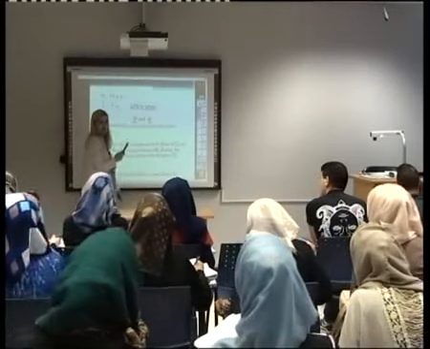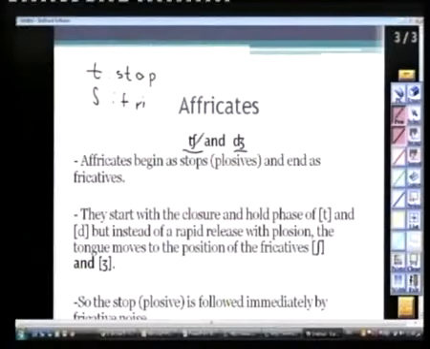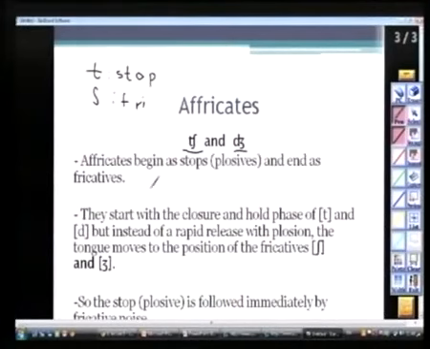Look at ja, for example. It starts with a stop, da, and ends with the fricative, ja. So you can say affricates are actually a stop plus a fricative. You have here plosives. That's the word I'm giving you. You can call them stops or plosives because you have a plosion of air when you pronounce stops. It says here they start with the closure. Closure means they start with a stop.